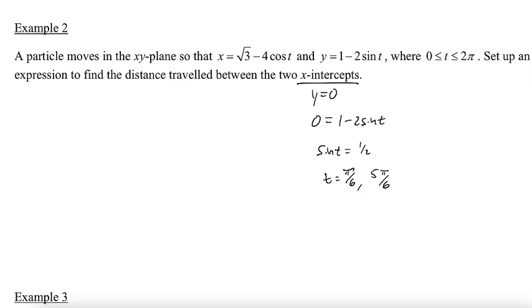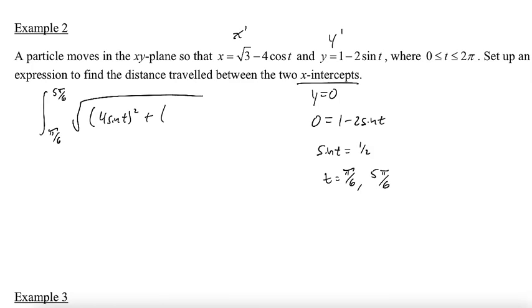But these are the two that I will be going between. So it'll be pi over 6 to 5 pi over 6. And then the distance traveled is just going to be, I'll need to find x prime, I'll need to find y prime, and then do Pythagorean theorem with those two things. So this will be the square root of x prime, which is 4 sine of t, squared, plus y prime, which is negative 2 cosine of t, squared, dt. And that's it. That's all I need to write there.